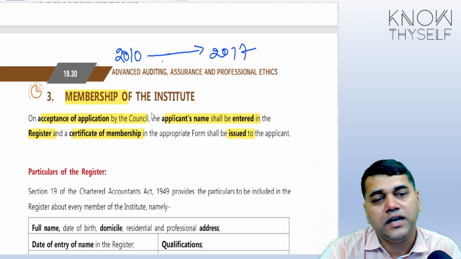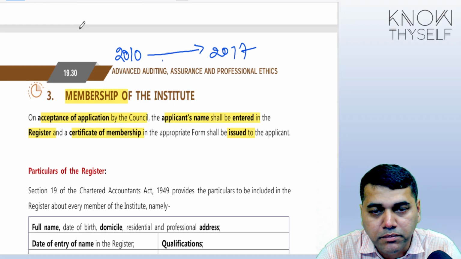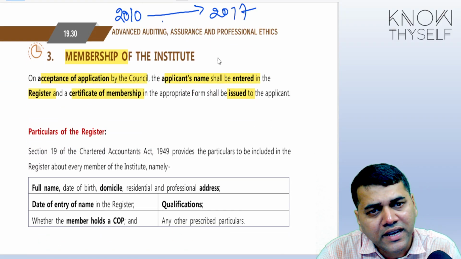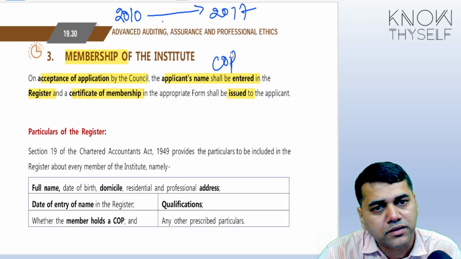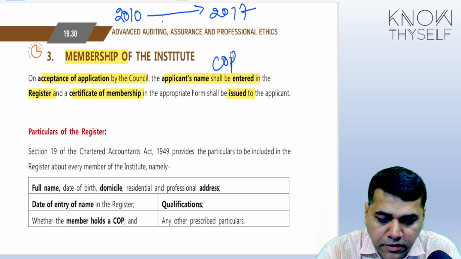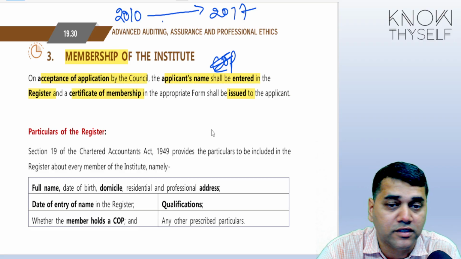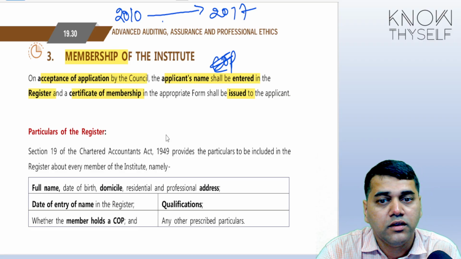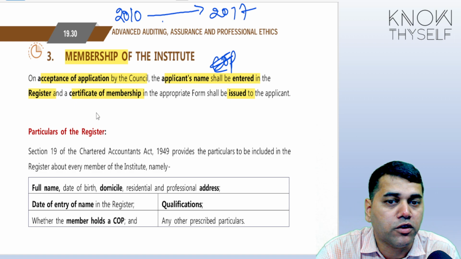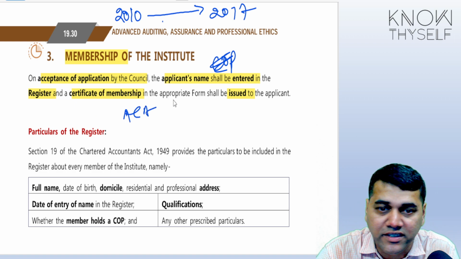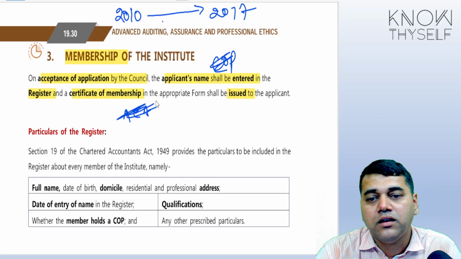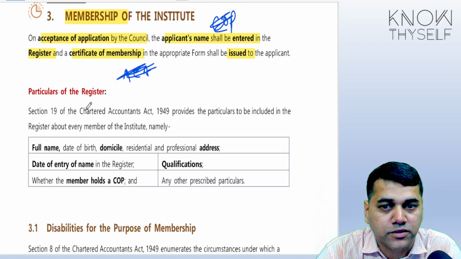Anyhow, later I told him, now he is a member. From now, COP is another thing. That's another concept. Whether you want to apply for COP or not is a different thing. But membership is a very mandatory thing you have to apply for. Otherwise, you cannot call yourself a member of the institute. You cannot call yourself an ACA. You can say only that you are a final pass out.